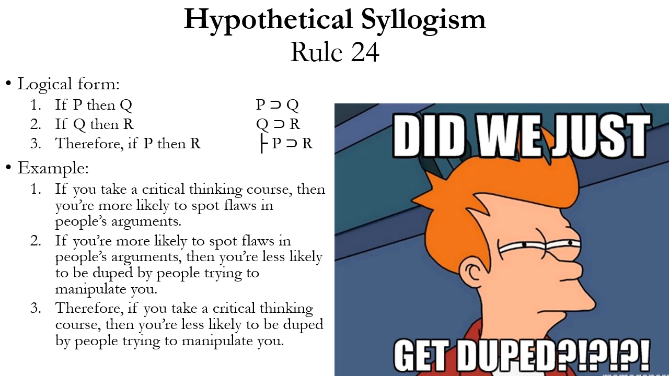Another logical form is hypothetical syllogism. This is an argument with the form if P then Q, if Q then R, therefore if P then R. So here's a natural language example. If you take a critical thinking course, then you're more likely to spot flaws in people's arguments. If you're more likely to spot flaws in people's arguments, then you're less likely to be duped by people trying to manipulate you. Therefore, if you take a critical thinking course, then you're less likely to be duped by people trying to manipulate you.